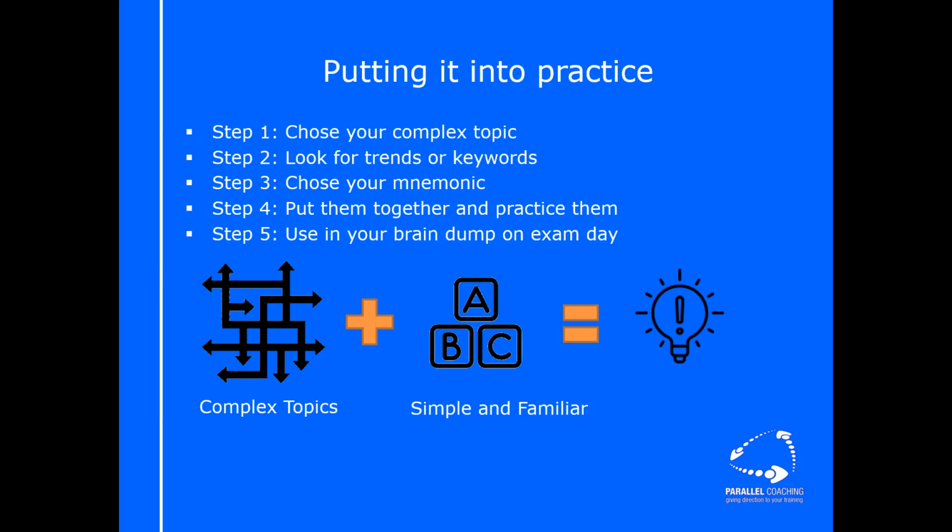And then step 3 is to choose your mnemonic. Are you going to use alliteration, an acronym? Are you going to put a story together? Are you going to have a diagram? How are you going to choose to simplify it? And then you put all this together and you need to practice it.